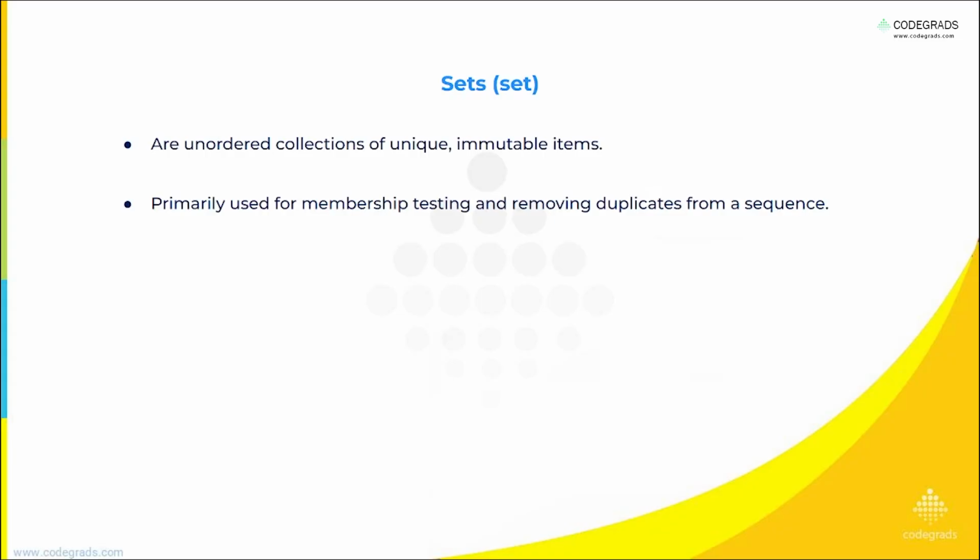They are an unordered collection of unique immutable items. Immutable means we cannot add, update or delete, and it is a collection of unique values. So duplicates are not allowed in a set, first of all, and it is unordered. So the order of the values in a set can change, and it is primarily used for membership testing and removing duplicates from a sequence. Sets are like lists but no duplicates are allowed. So if you want a sequence of numbers where no duplicates are allowed, you can use a set. And it is unordered. Remember that. So order will not be maintained.